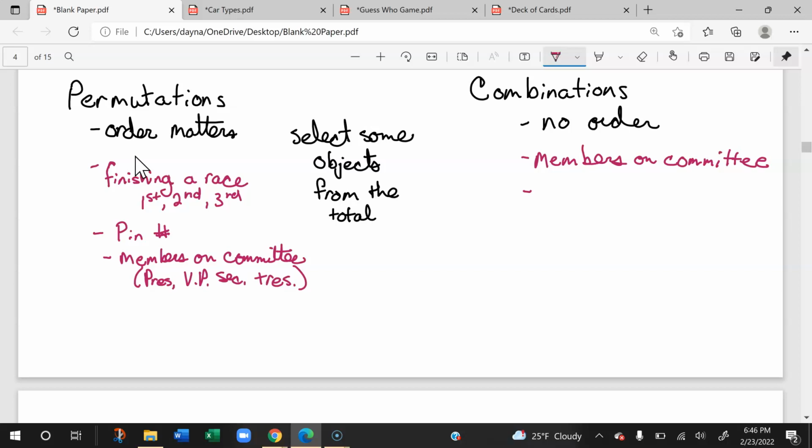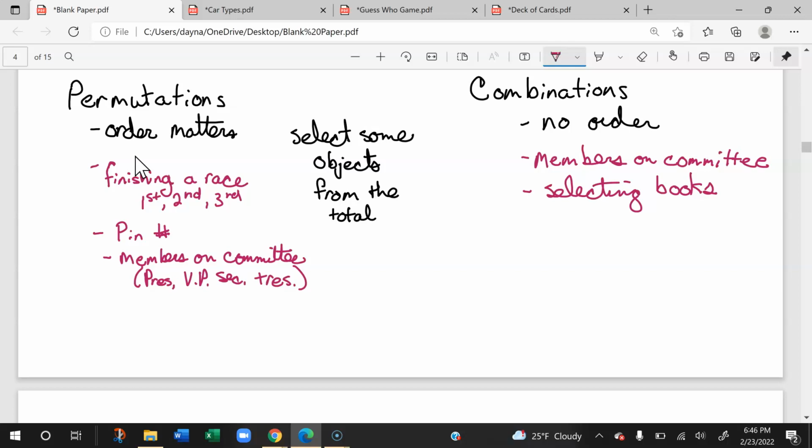Other things with just combinations are like selecting books. It doesn't matter what order you select books in. Think about going to a bookstore. Does it matter what order you purchase the books or place the books on the counter?